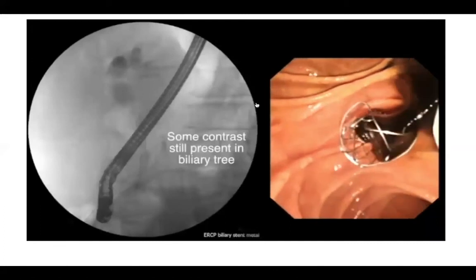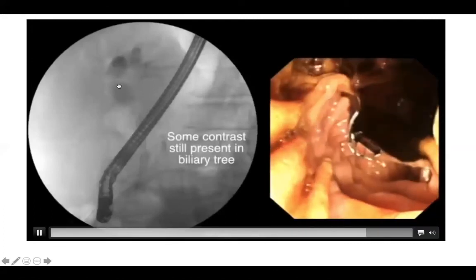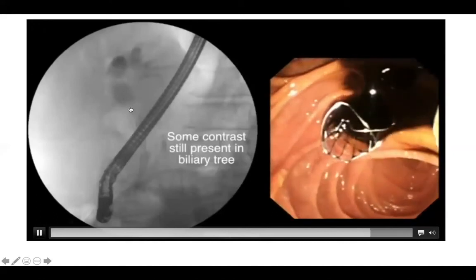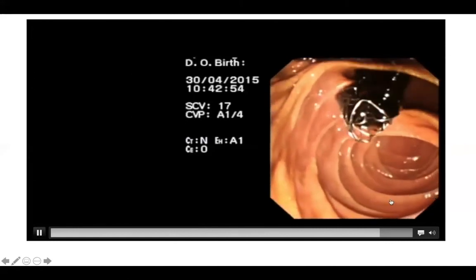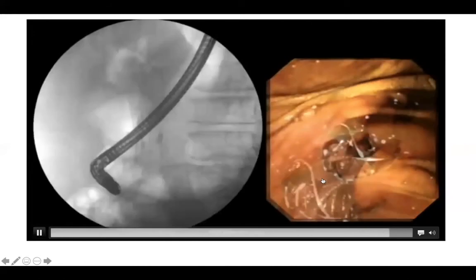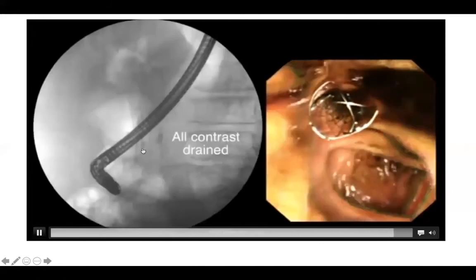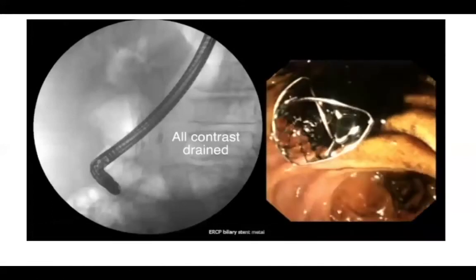Now we do a fluoroscopic image. We see some contrast in the intrahepatic biliary system, especially in the left branches. We will wait a little bit to check the complete evacuation of the biliary system. As we see here, all contrast has been drained, with successful drainage of the biliary system.